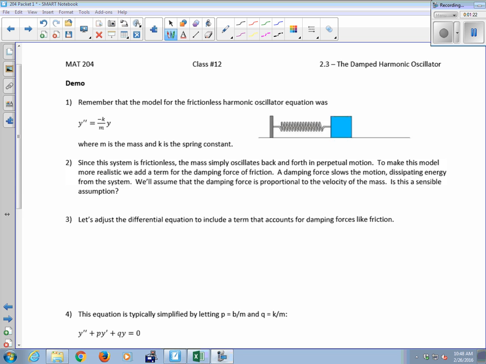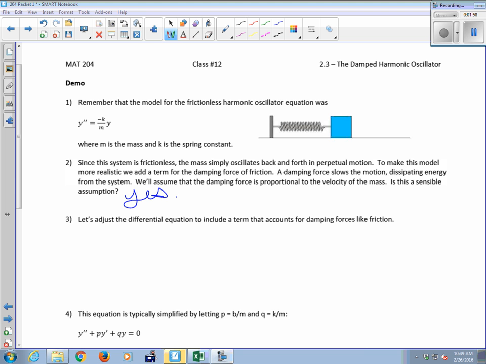So we're going to make this model a little more realistic today. We're going to add a term for the damping force of friction. A damping force slows the motion. It dissipates energy from the system. And our assumption is that the damping force is going to be proportional to the velocity of the mass. Is that a sensible assumption? Sure. The damping force is proportional to the velocity of the mass. That is, the faster the mass is moving, the more energy is lost to friction. Does that make sense? Yeah.